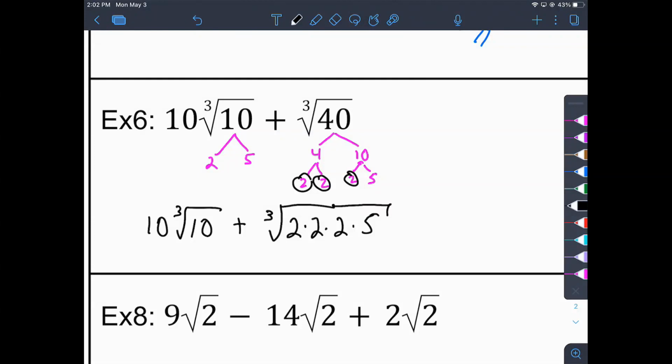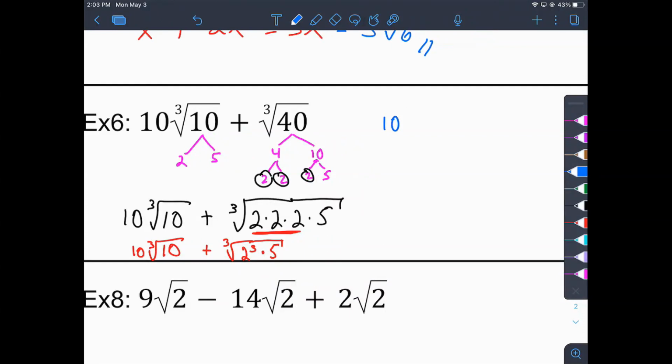Which then we could say all 3 of them could be written as 2 cubed, then times 5. And then my exponent matches my index, and so my whole number could come out. I would get an answer like this. I still have my 10 cube root of 10, but then I have a 2 that comes out. So it would be 2, and then I didn't take out the 5, so it's cube root 5.